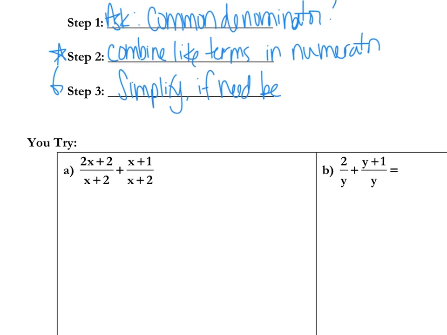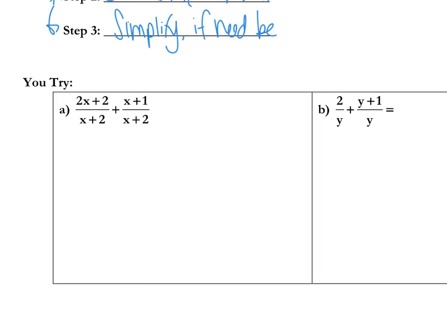All right, let's look at example A. So the first thing you ask again is, do you have common denominators? Which we do. So we're going to go ahead and focus on the numerator. We're going to combine like terms. So that's going to be 3x plus 3 all over x plus 2.